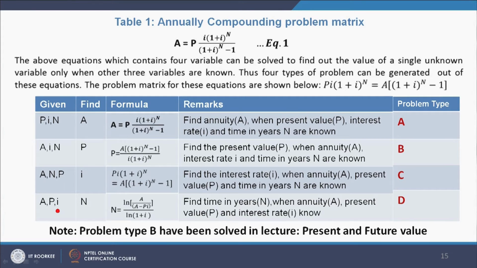The fourth type of problem is where A is given, P is given and i is given.